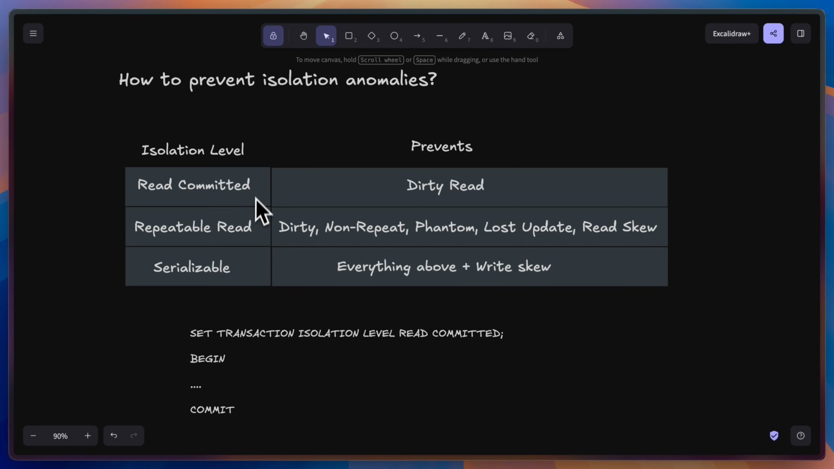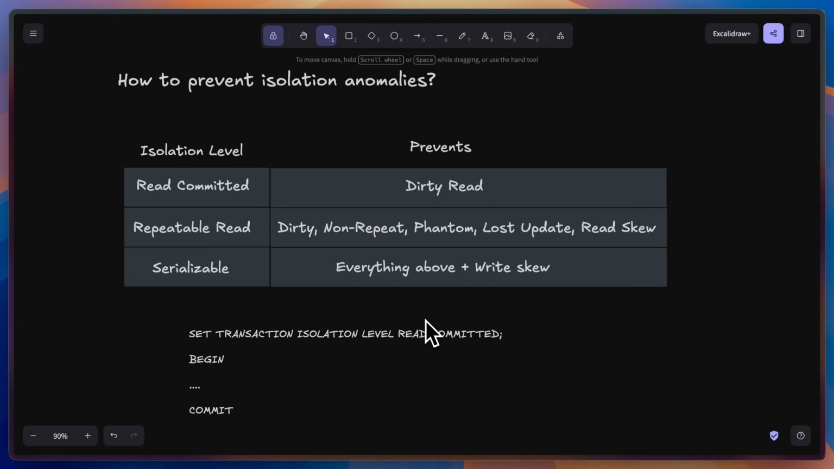And by the way, this data is valid for the Postgres database. It might differ for other databases. So you just need to check what isolation level will prevent what problems for your own database. I have written this because I know about Postgres.